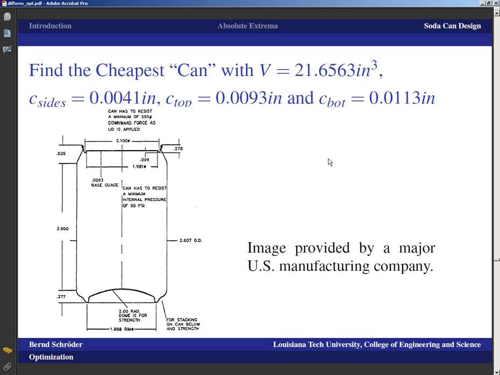And I am certainly very grateful to this major U.S. manufacturing company, as they would like to be referred to, who provided this image, which is their actual specifications for the can. You can see the top actually has a thickness of 0.0093 inches. That's the thickness for the top, and I call these things C because, of course, the thickness translates into a material cost. And I think the other two thicknesses really are on the next slide, so we're going to talk about that in just a second.